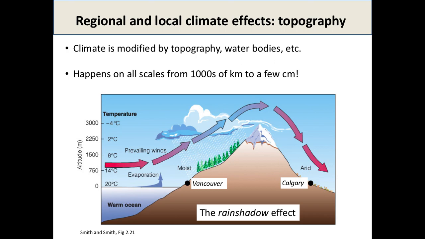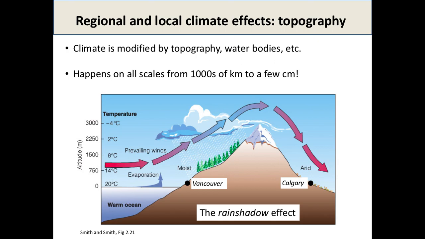As it's forced upwards, the water condenses. We get a lot of precipitation, and on the far side of the mountain range, the air is dry. All the moisture has been released through condensation on the windward shore. On the windward side, and on the leeward side, the opposite side, you've got dry air. And that's why Vancouver and Calgary have such incredibly different climates. We see this right the way down the west coast of North America and South America as well.